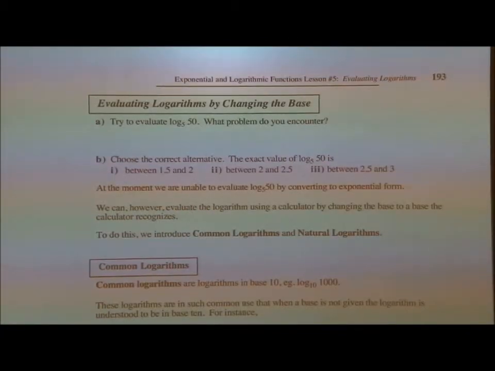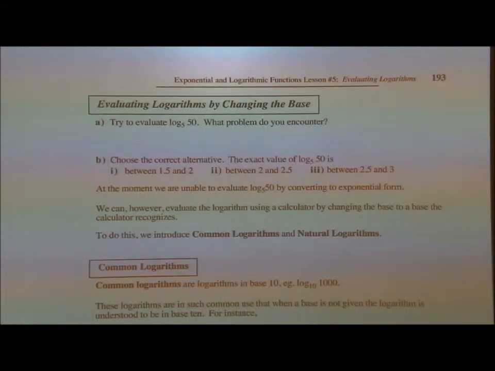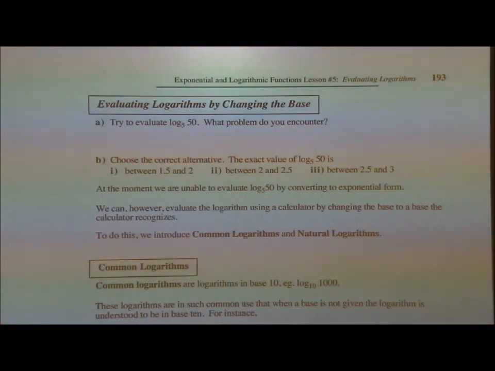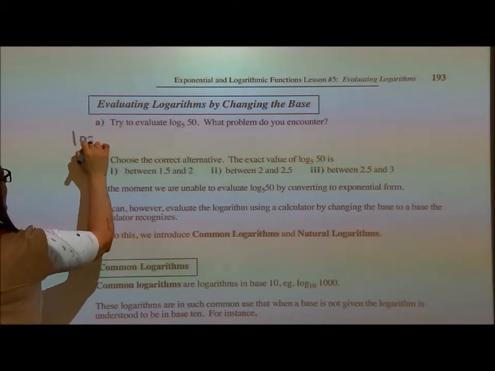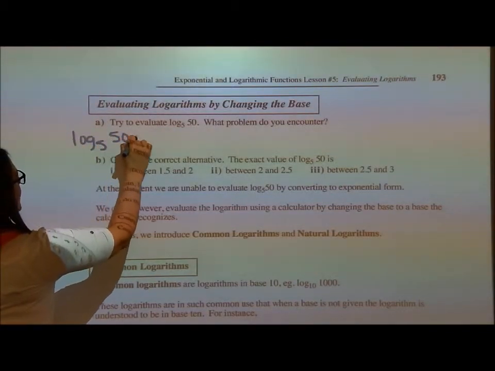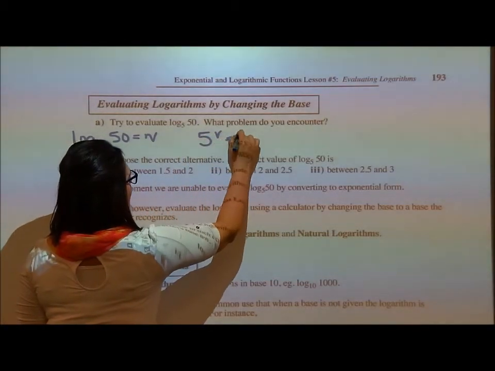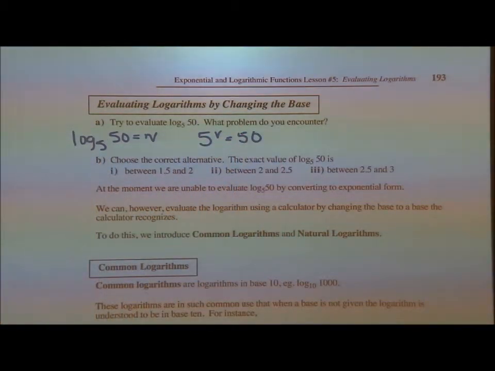Let's look at log base 5 of 50. If we try to use our toolbox for log base 5 of 50, where we say log base 5 of 50 equals v, and then we write it as an exponent, I get 5 to the power of v equals 50. What problem do we encounter?